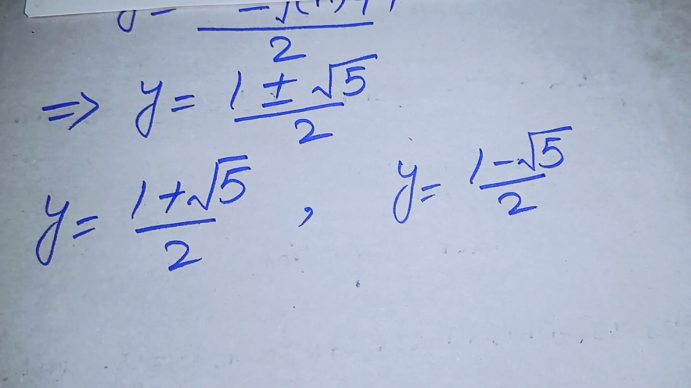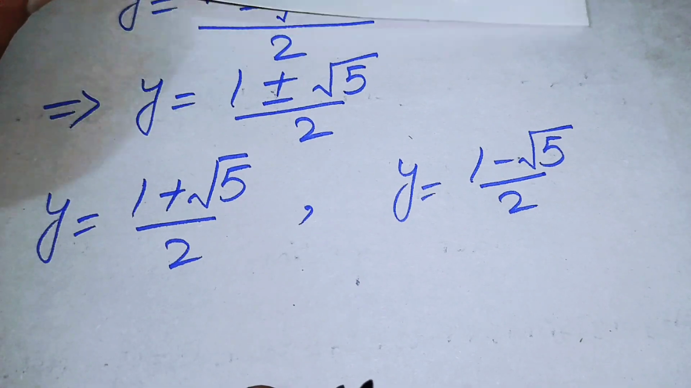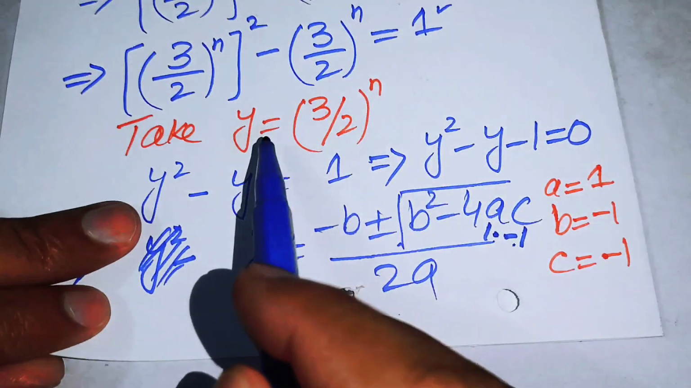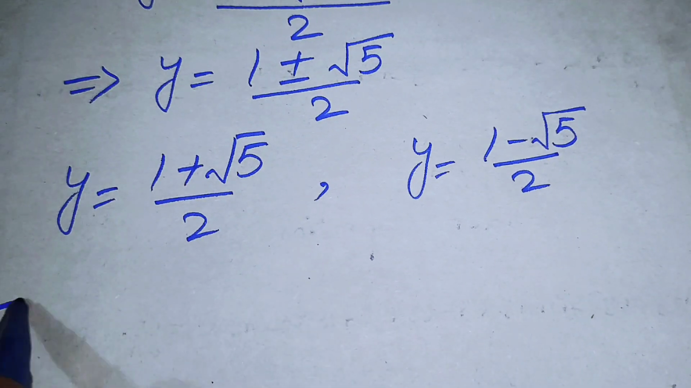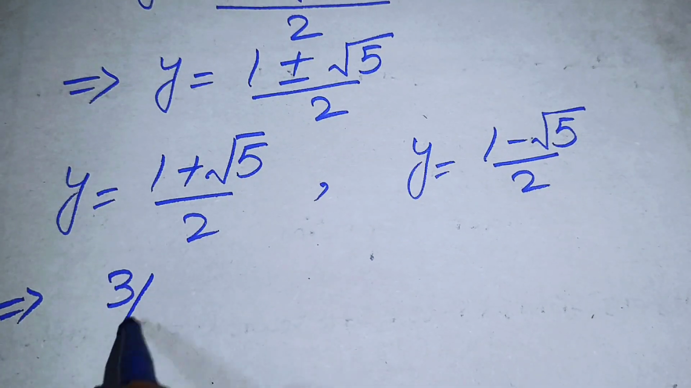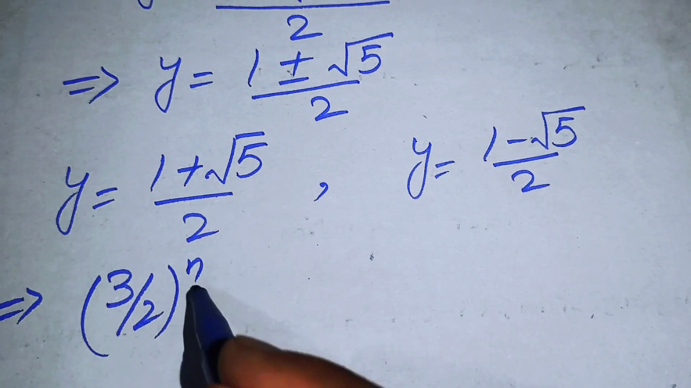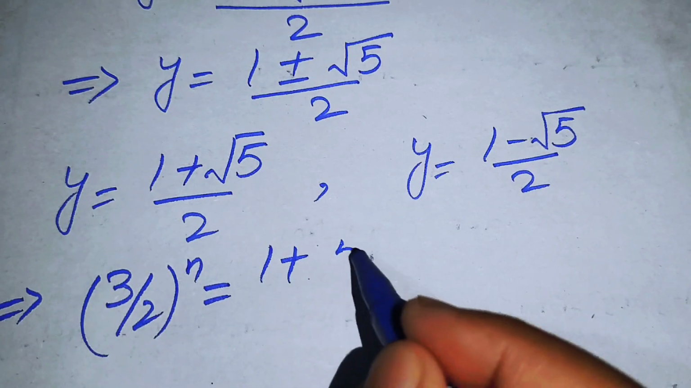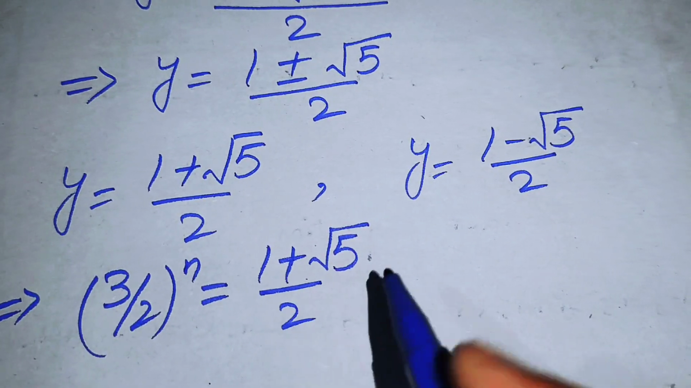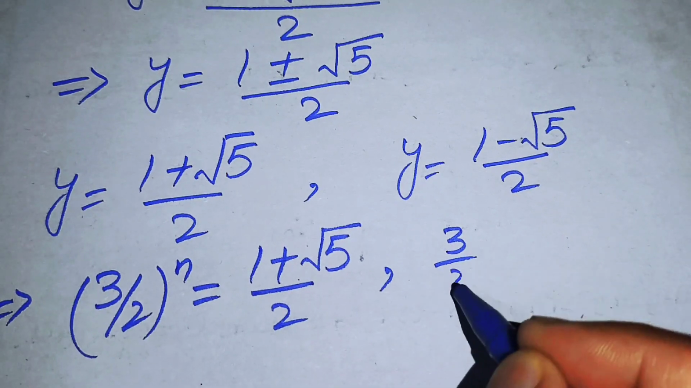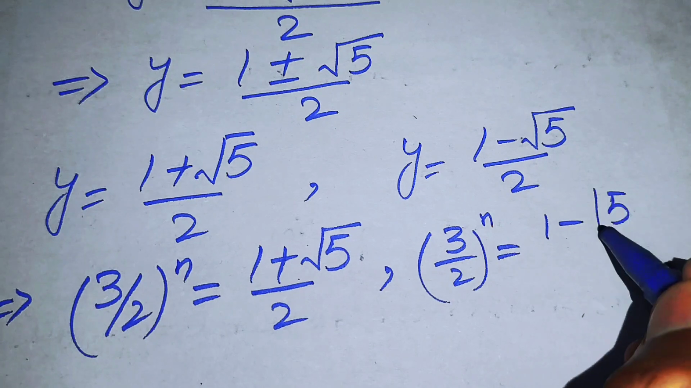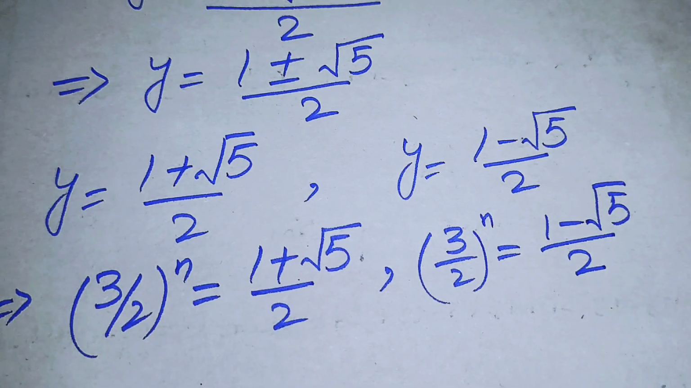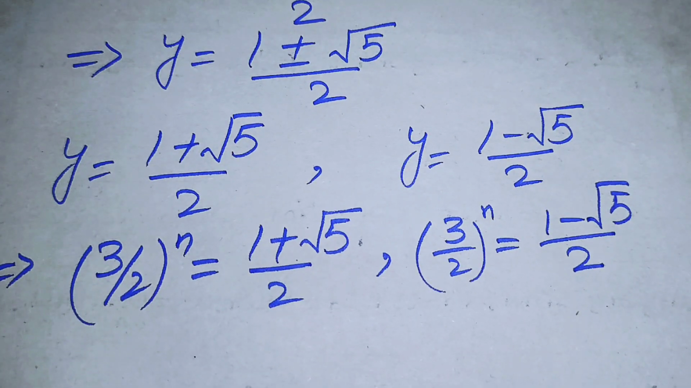And now we back substitute the value of y, and here you have the value of y is 3 over 2 to the power of n. So we back substitute here, and it will become 3 over 2 to the power of n is equal to 1 plus square root 5 over 2, and here we put 3 over 2 to the power of n is equal to 1 minus square root 5 over 2.